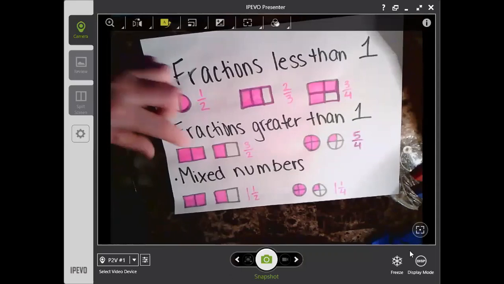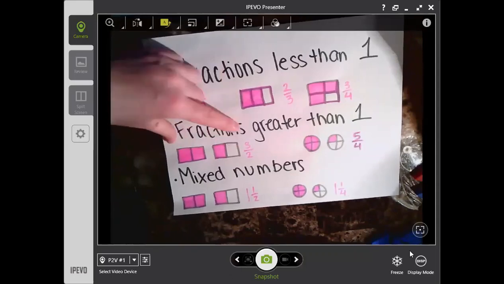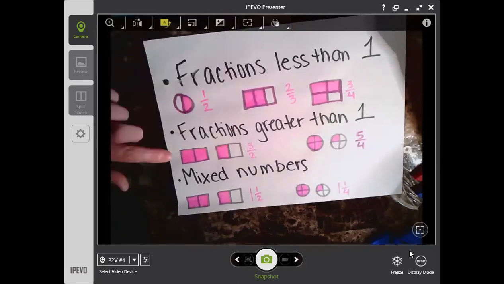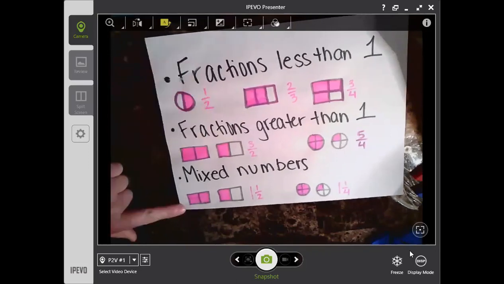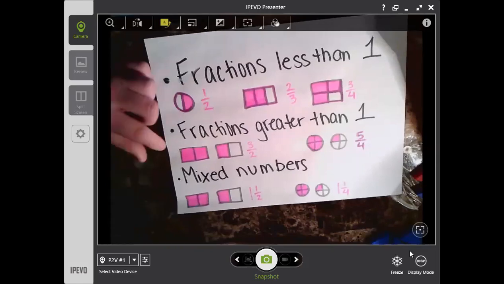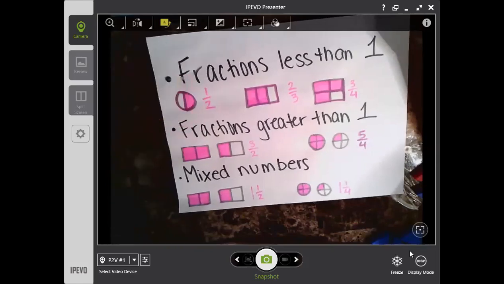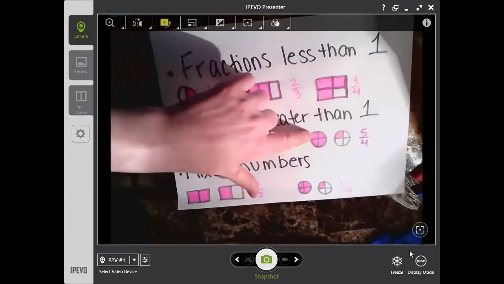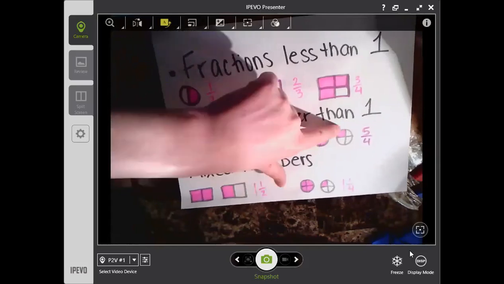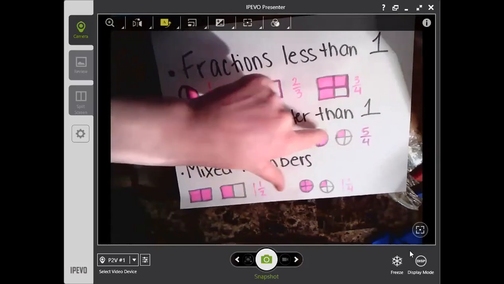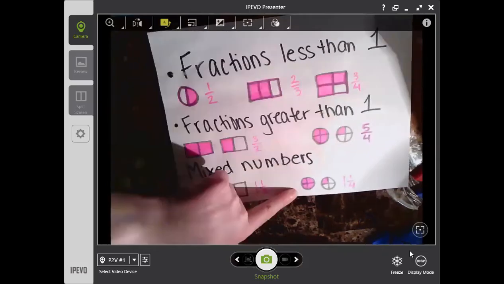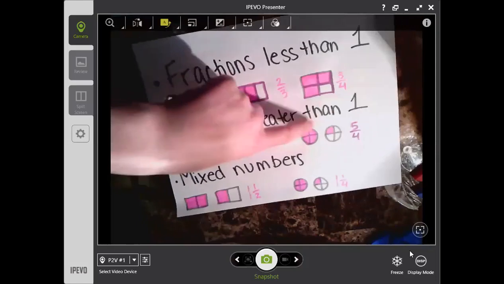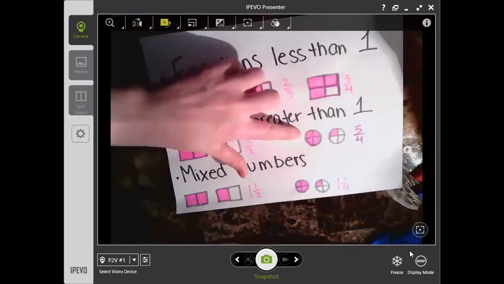So here's my model. I have more than one whole colored, so I have one whole and another piece. I could say this is 1 1/2, like down below here, but I can also call it 3/2 because I have three pieces shaded, and each of these pieces is called 1/2. Same thing here. I have one whole shaded and another piece, so 1/4. I have 1 1/4 shaded, which you can see down here. But I can also call it 5/4 because I have 5 pieces total that are shaded, and it takes 4 of them to make the whole.